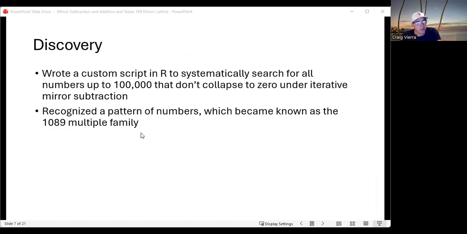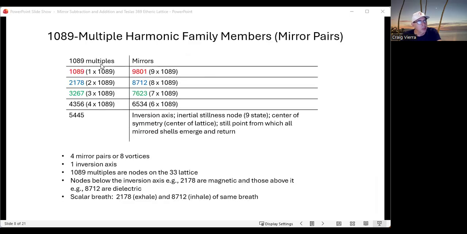And it's these numbers. What does it mean to be the 1089 multiple family? Is this connected to the geometry? Why are these numbers coherent? Why do they cycle? Those were all big questions. So here are some of the numbers. These are the numbers that came out of looking at that data set. I found that all of the numbers would actually go into this cycle, and I found 1089.